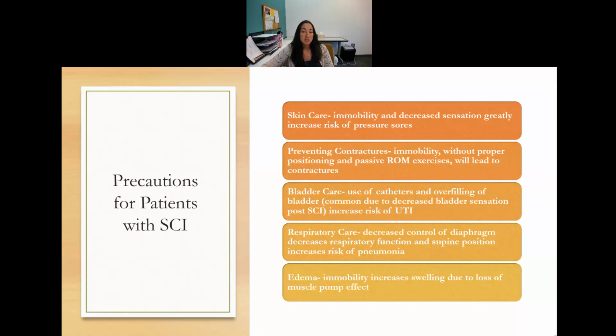And then edema, being immobile. Remember, your muscle pumps are what are responsible for sending the blood back to the heart. And if your muscle pumps are not working, and a lot of your muscle pumps are in the legs, then the blood will just pool in the area and not be returned to the heart, which can cause edema and also kind of change the blood volume available for use throughout the body.